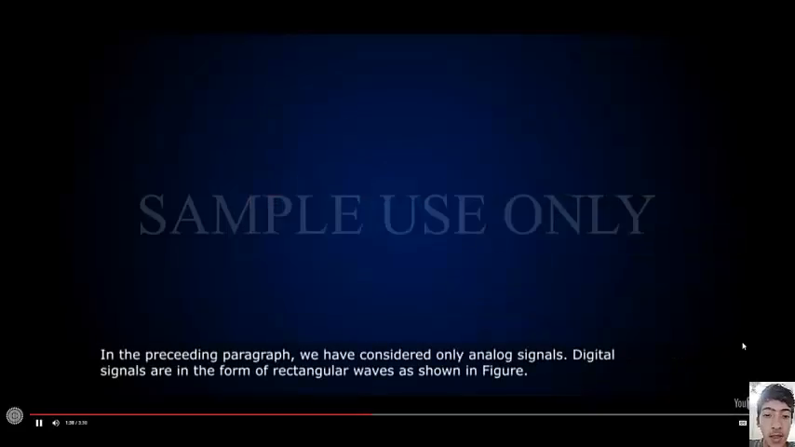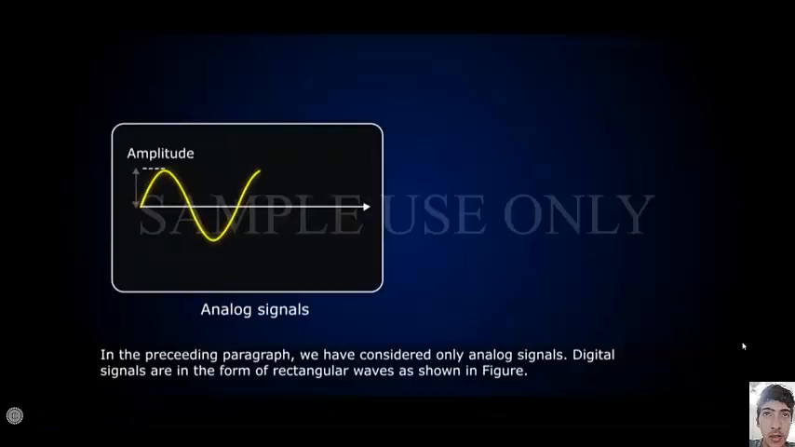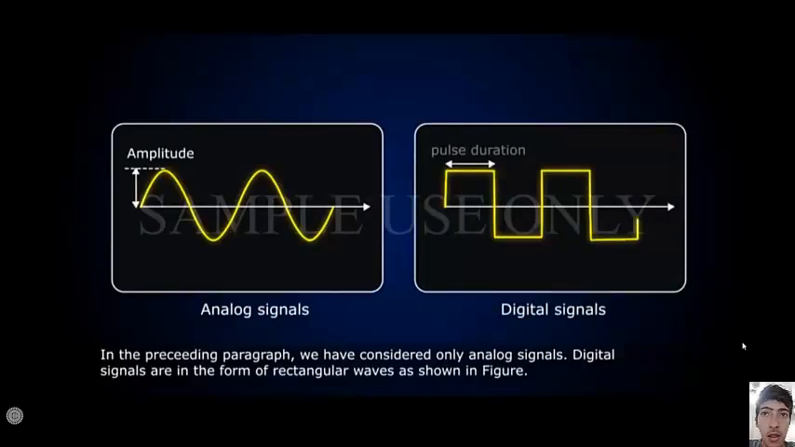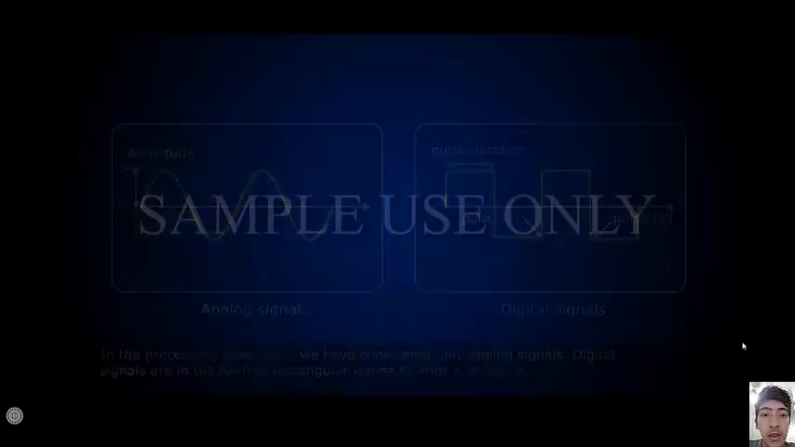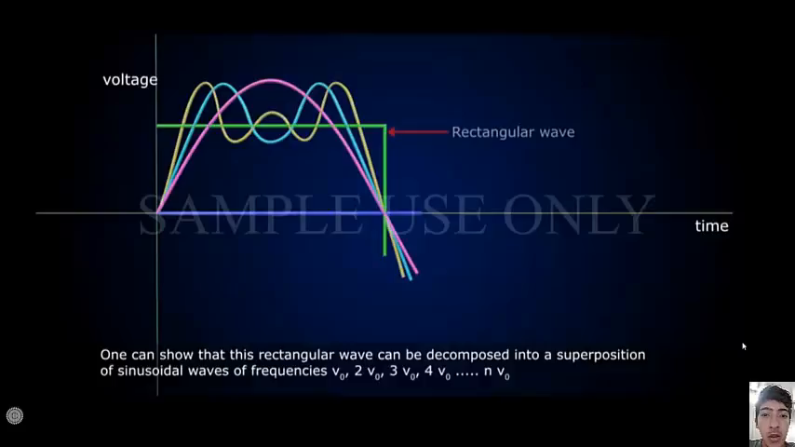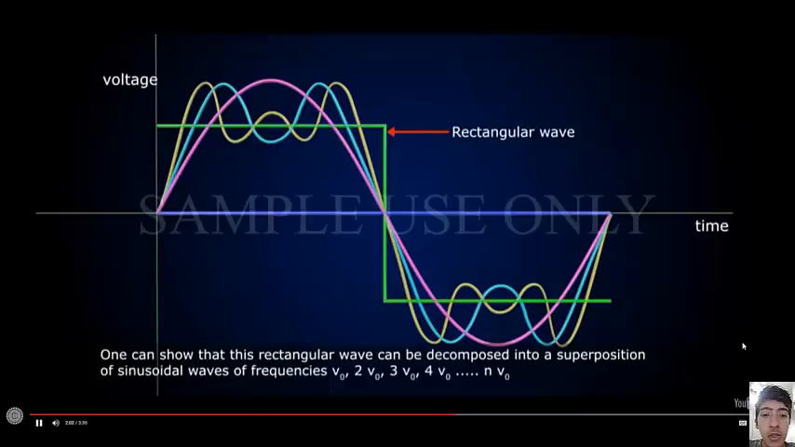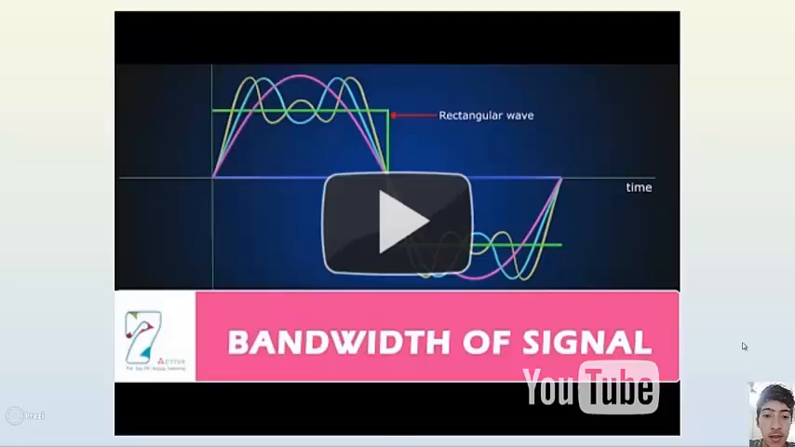In the preceding paragraph, we have considered only analog signals. Digital signals are in the form of rectangular waves as shown in the figure. One can show that this rectangular wave can be decomposed into a superposition of sinusoidal waves of frequencies v0, 2v0, 3v0, 4v0.